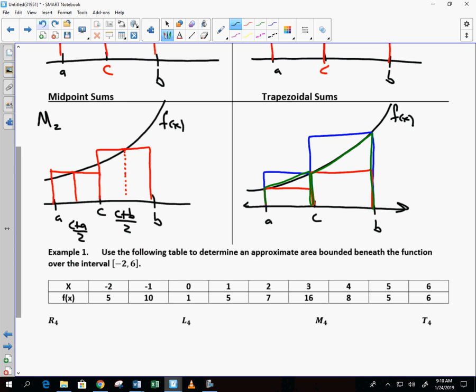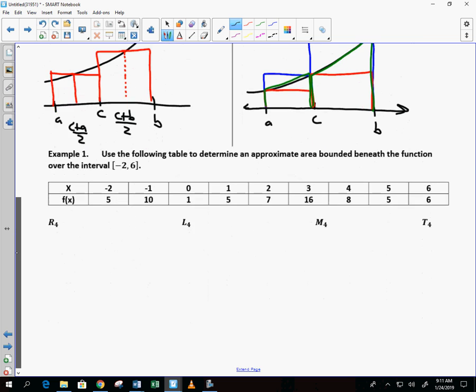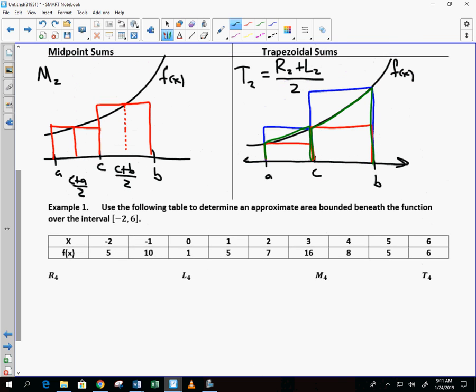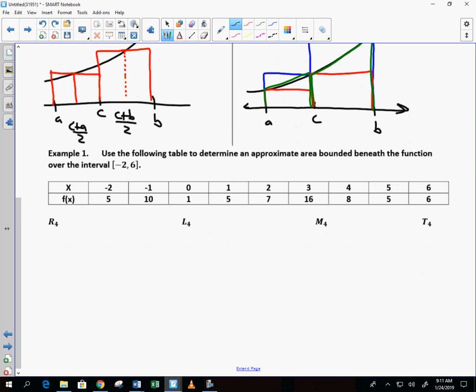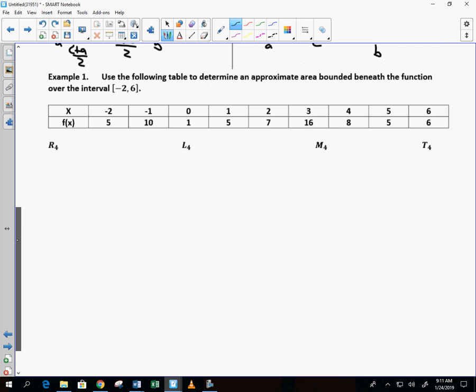It's still a really good estimation, but in this situation, the trapezoidal sum of 2 is simply equal to the right hand of 2 plus the left hand of 2, divided by 2. It's just the average of them. That's all it is. Okay? So we'll consider some shapes coming up here where we don't have the same base all the time. But for this purpose, let's start by looking at a table.